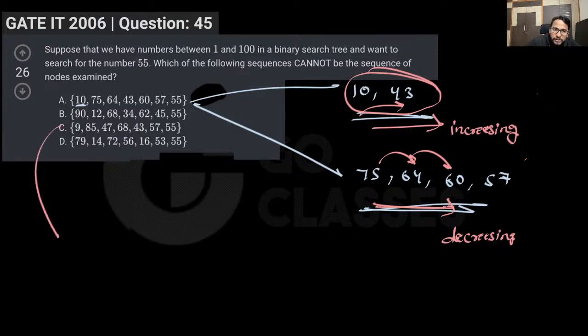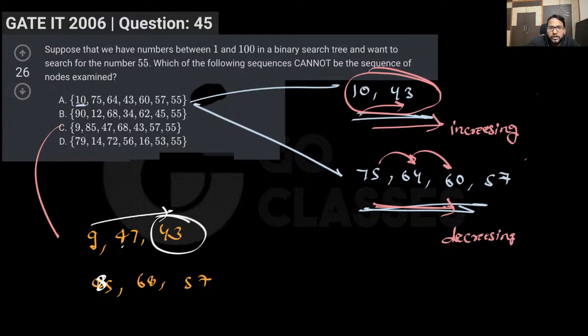Now let's just check the C option. Now the two parts are such that one is 9, 47, 43, and this is 85, 68, 57, right? 55 you can keep anywhere. You can keep at both the places, or none of the places, it does not matter basically. Now just see, the smaller numbers should be in the increasing order, but that's not the case here, right? This is 9, 47, 43, but this is not in the increasing order. So that's why this sequence is never ever possible, because the smaller numbers should be in the increasing order, and the greater numbers should be in the decreasing order.